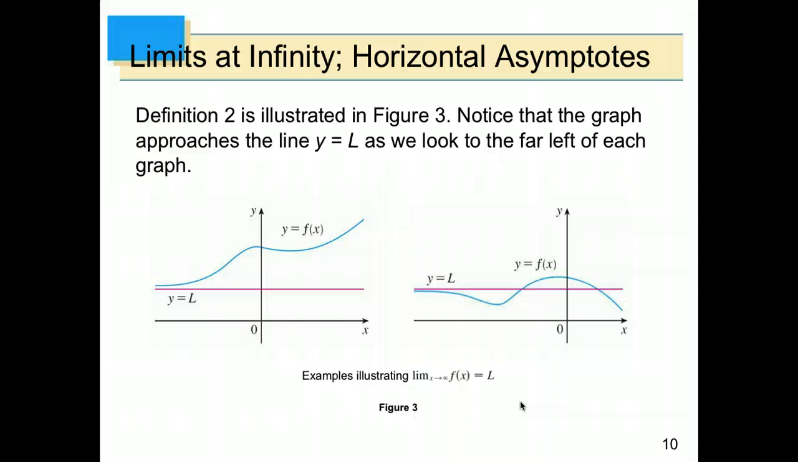So, once again, it doesn't necessarily have to get there the same way. Different functions can approach that L value on the left in different ways. It can come from the top, can come from the bottom, can oscillate back and forth and still approach that line y equal L.